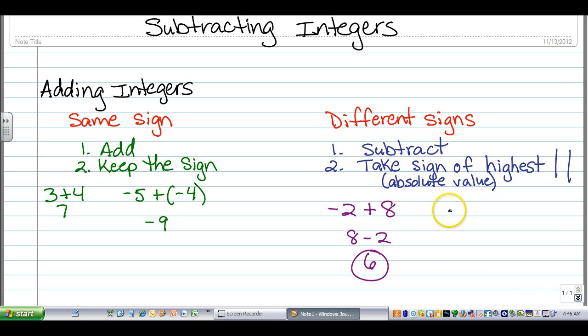Another example could be 4 plus a -7. I have a positive and a negative. So I subtract 7 minus 4, and I get 3. And I take the sign of the highest absolute value, which is a negative sign because this is a 7 and this is a 4, so this is a -3. All right, so that is a quick review on how to add integers, just two steps. We're ready now to learn how to subtract integers.